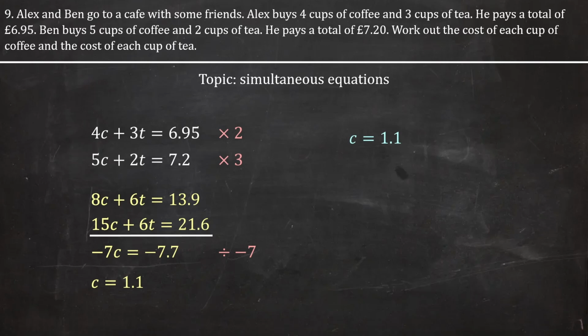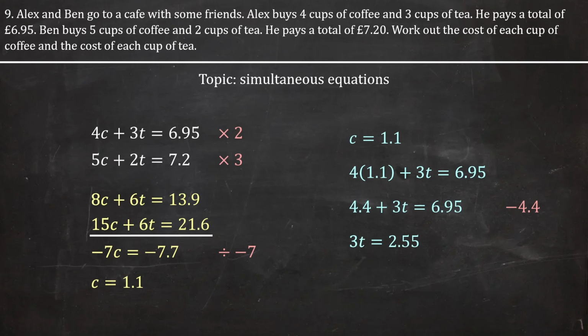Now that I've got c equals 1.1, I need to substitute it into one of the originals. I chose 4c plus 3t, so 4 open brackets plus 3t equals 6.95. Substitute 1.1, I get that 4.4 plus 3t equals 6.95. Take away 4.4 from both sides, I get that 3t is 2.55. Divide both sides by 3, I get that t is equal to 0.85.